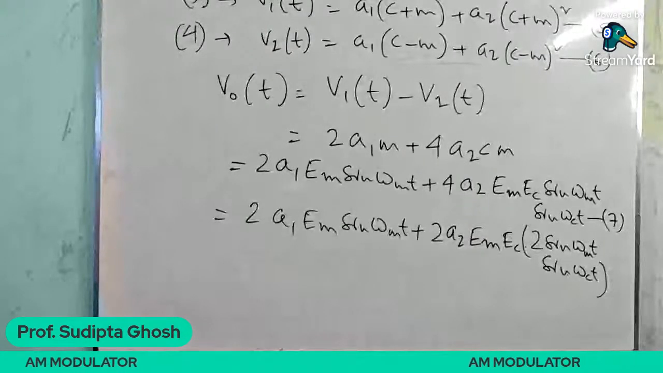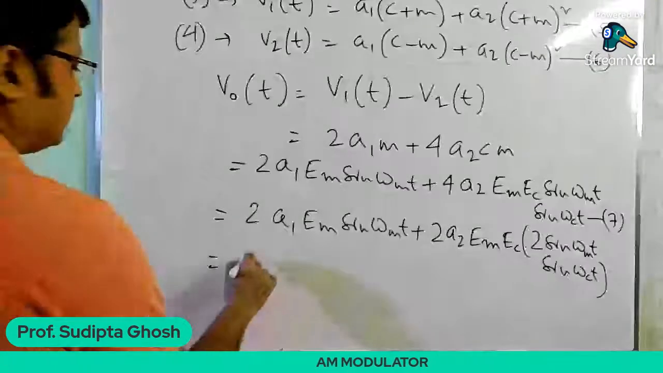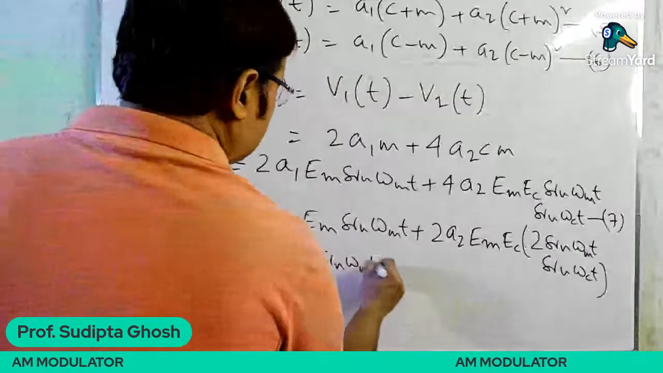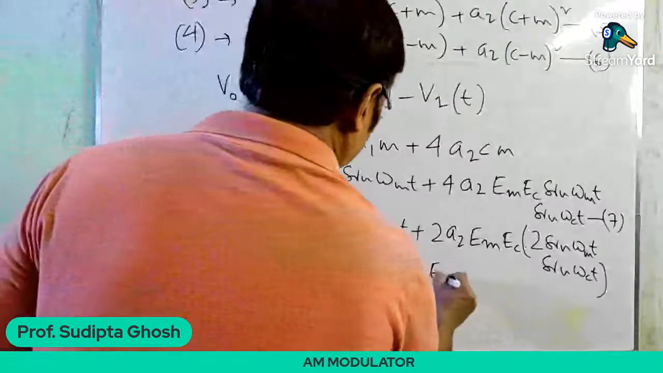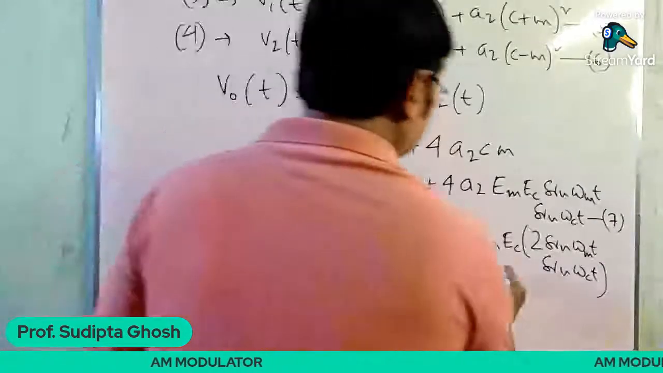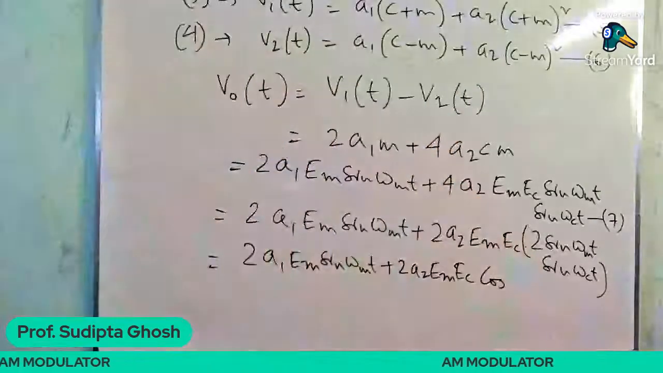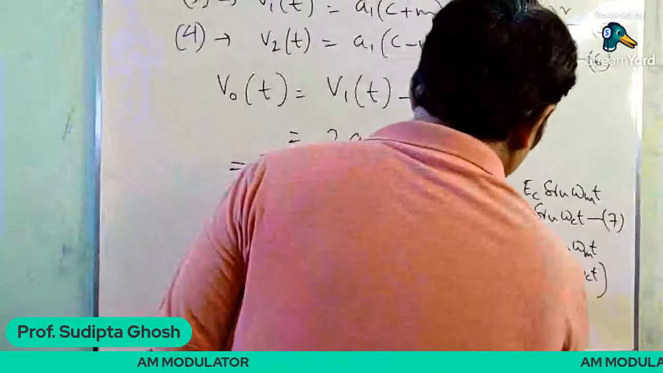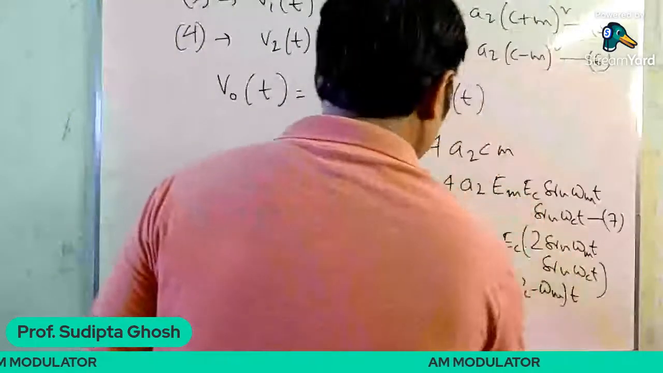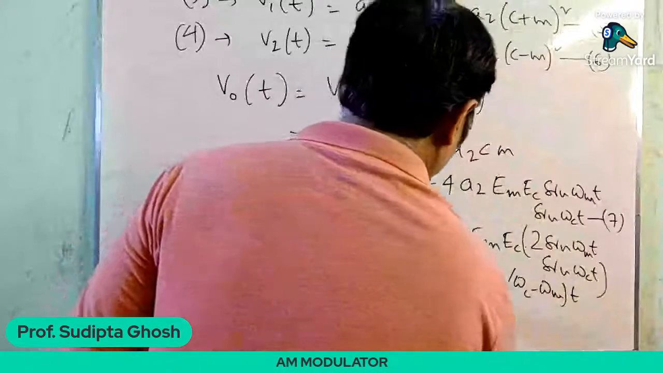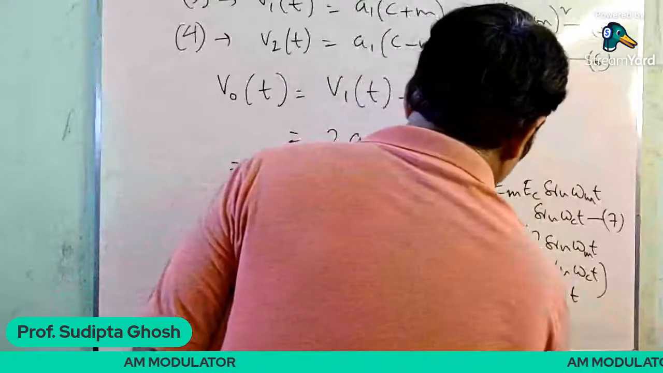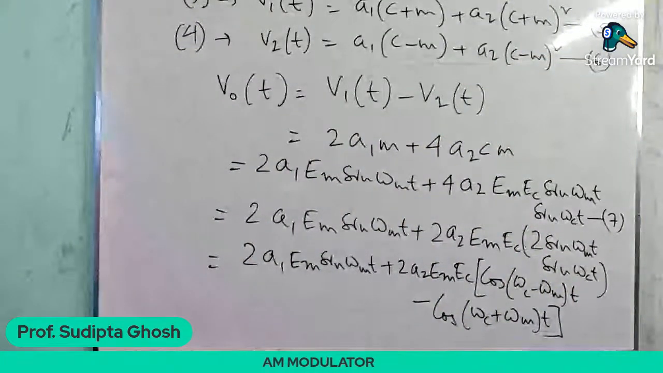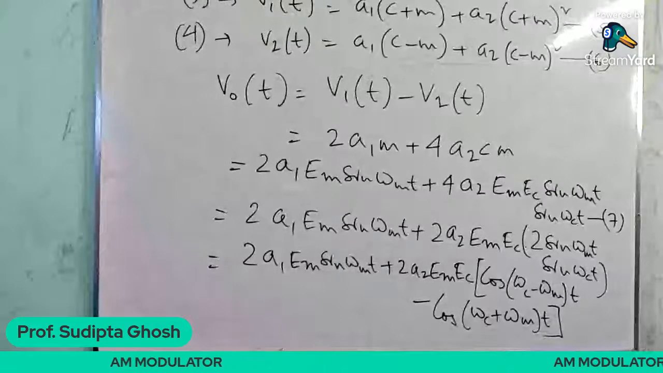So you will find this equals twice A1 Em sine omega mt plus twice A2 Em Ec cos A minus B, that is cos of omega c minus omega m t, minus cos A plus B, that is omega c plus omega m t. So you can write this equation 7 in this form.